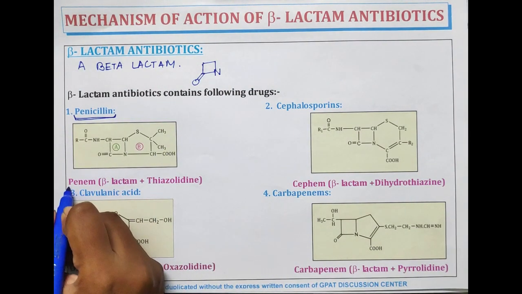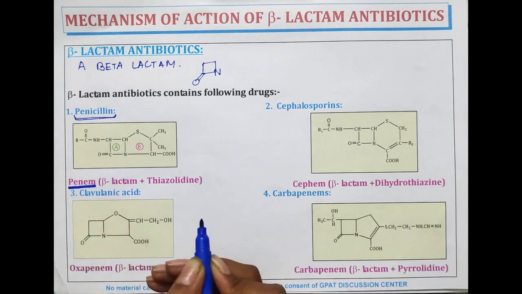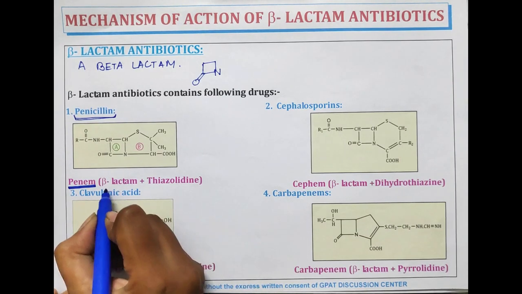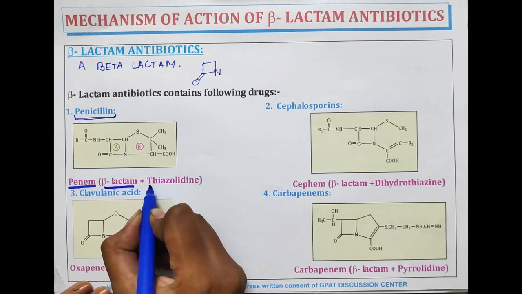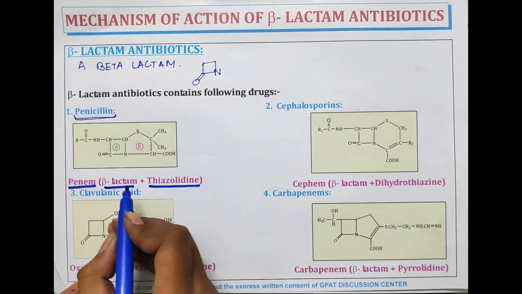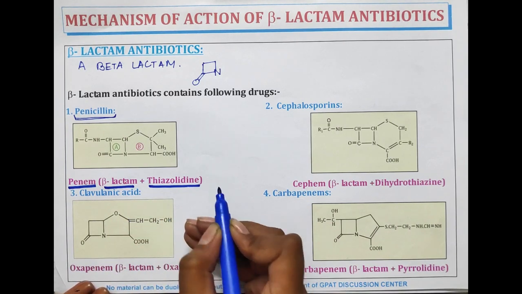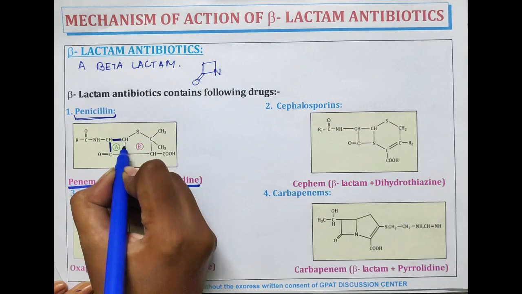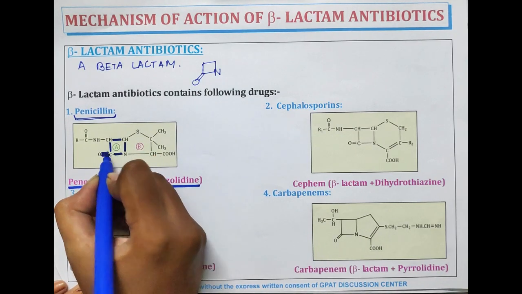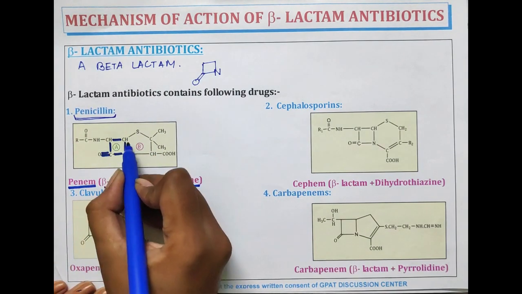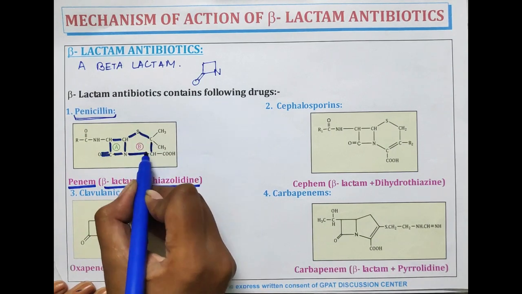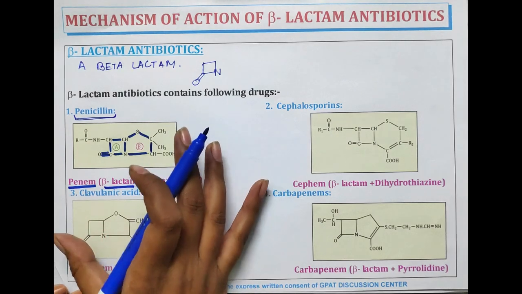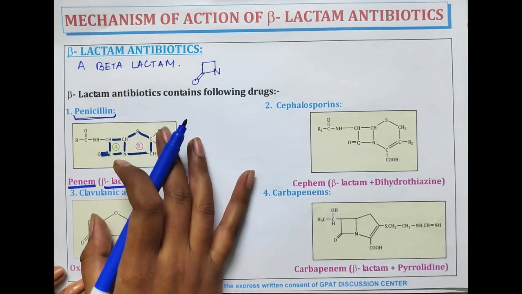Penicillin contains the penam ring in the structure. Penam indicates beta-lactam ring plus thiazolidine ring. Beta-lactam and thiazolidine ring together is known as penam. This is the beta-lactam ring and this part is the thiazolidine ring. This is the basic structure skeleton of penicillin.